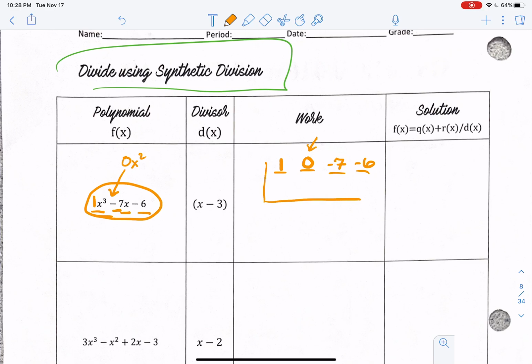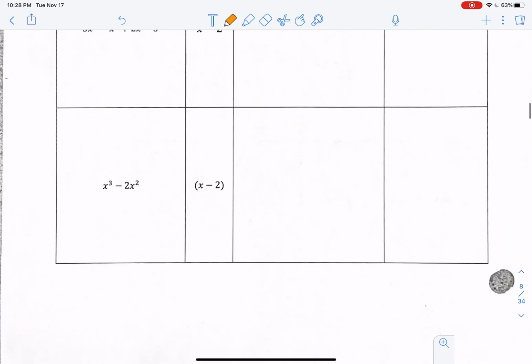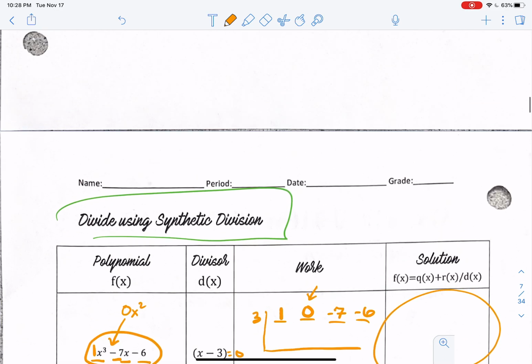If I set this guy equal to 0, x is equal to 3, and I put 3 on the outside, and then I start with my synthetic division. Make sure you put your x's back in and write your solution in this spot, and then you'll have the next couple problems to do.